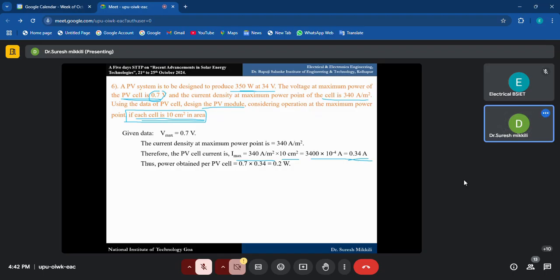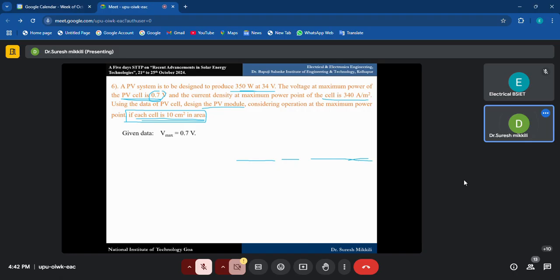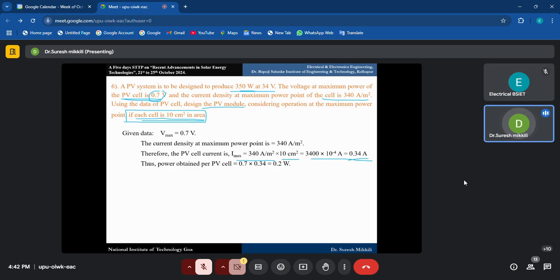Try to understand. Vmax of one cell is 0.7 volts. The current density of one cell is 340 ampere per meter square. One cell has an area of 10 centimeter square. So the cell current is 340 ampere per meter square into cell area, that is 0.34 amperes. Now total power per cell is 0.7 into 0.34, 0.2 watt. Now number of PV cells required in the module, how many? Total power is 350 watt.